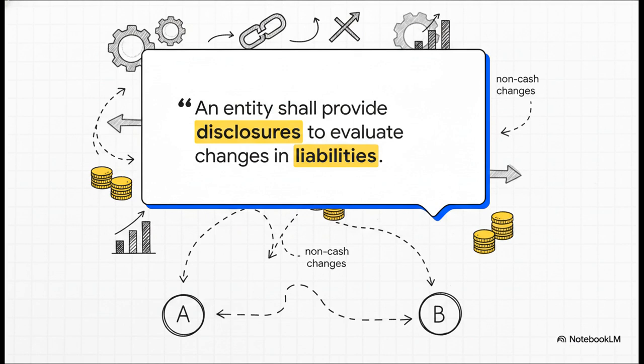Plus, paragraphs 44C and 44D of Ind AS 7 explain that a really great way to fulfill this is by providing a reconciliation between the opening and closing balances in the balance sheet. Basically, how did we get from point A to point B? Without that clear roadmap, the user's just left totally guessing.